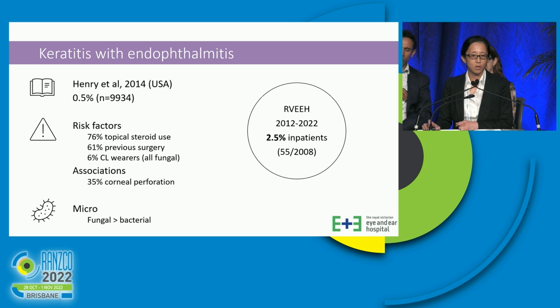So from this large study from Bascom Palmer of 10,000 cases of keratitis, only 0.5% of those cases also had endophthalmitis. Those patients generally had risk factors. 3/4 of them had a history of topical steroid use. Almost 2/3 had previous surgery. And interestingly, only 6% were contact lens wearers.